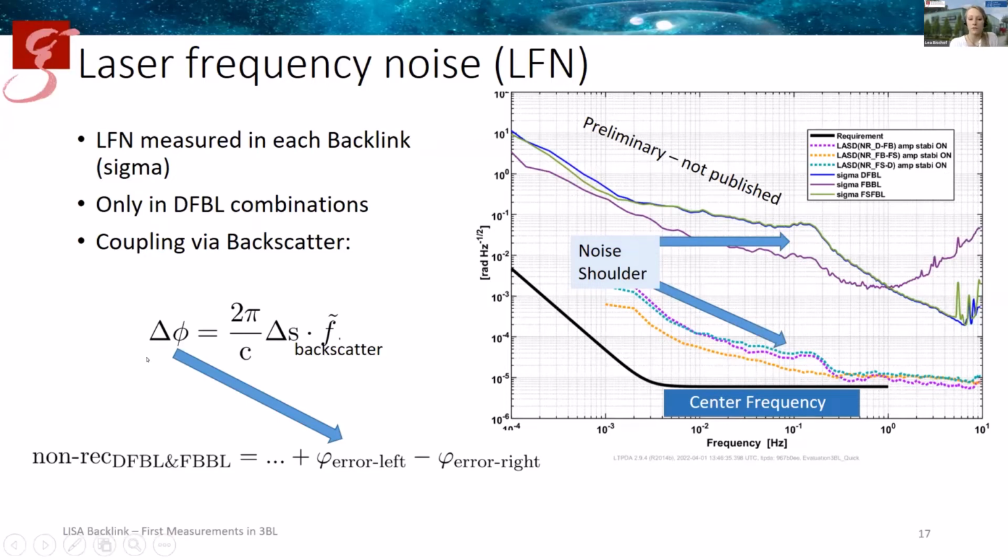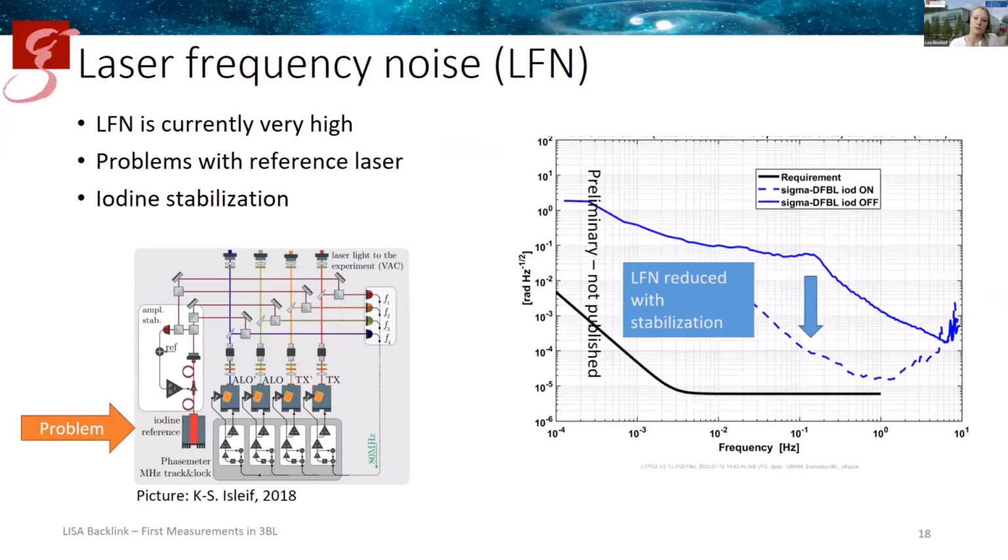And this phase of the spurious signal then couples into a phase error on the left and on the right bench. And their difference is what's coupling into the non-reciprocity. And this is what we think we are seeing here. So this looks now like a problem. However, our laser frequency noise at the moment is much higher than we wanted to have in our experiment.